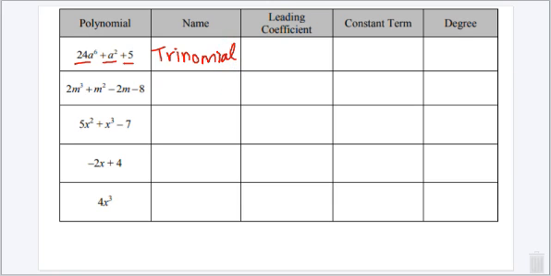The leading coefficient, remember the leading coefficient is the coefficient on the leading term. And the leading term is the term with the highest degree. So when we look at these, let's decide what the degree is for each term first. This one has an exponent of 6. This one has an exponent of 2. This one doesn't have a variable, which means the exponent is 0. So my leading term has to be the 24a to the 6th. The part of that that is the coefficient is the number in the front. So the 24 is the leading coefficient.